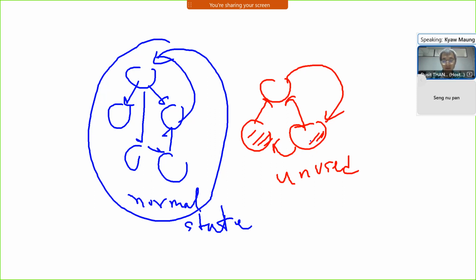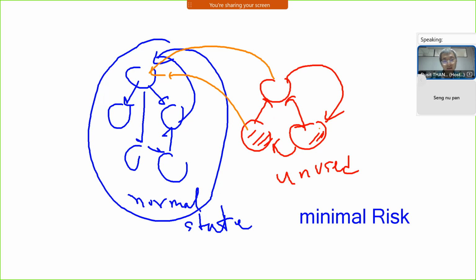So to prevent this problem, you should define the next state of the unused state. Okay? For safety, or sometimes it's called minimal risk, to reduce and minimize the risk. Sometimes we define the next state for the unused state to be some normal state. Okay? This is called minimal risk.